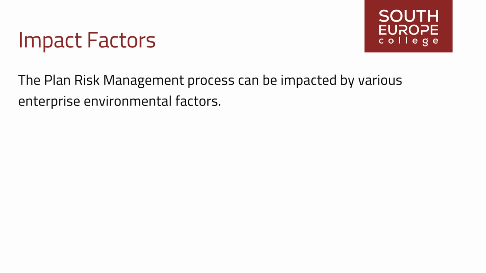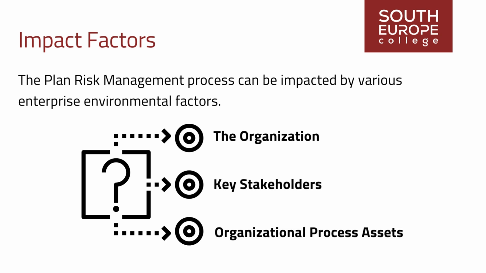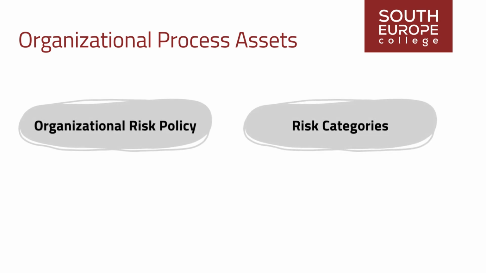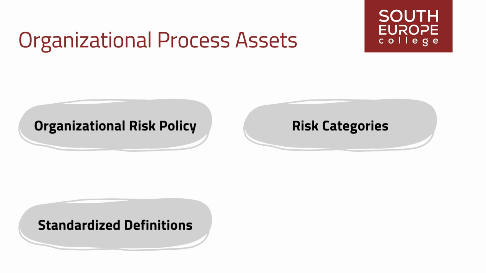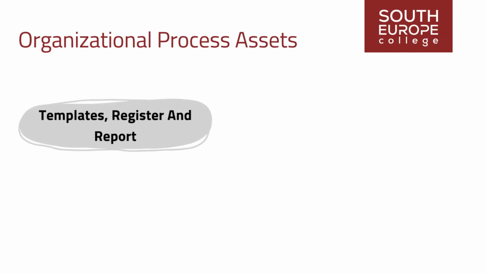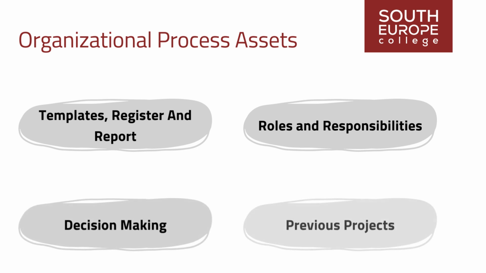The plan risk management process can be impacted by various enterprise environmental factors, with overall risk thresholds set by the organization or key stakeholders being among them, and by organizational process assets. Organizational process assets influencing the plan risk management process encompass organizational risk policy. Risk categories are potentially organized into a risk breakdown structure, standardized definitions of risk concepts and terms, formats for risk statements, templates for the risk management plan, risk register, and risk report, defined roles and responsibilities, authority levels for decision-making, and a repository of lessons learned from previous projects with similarities.